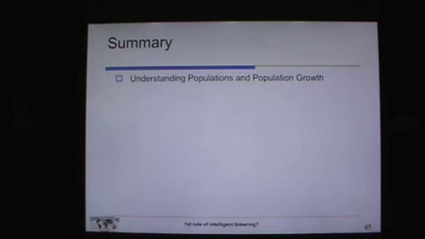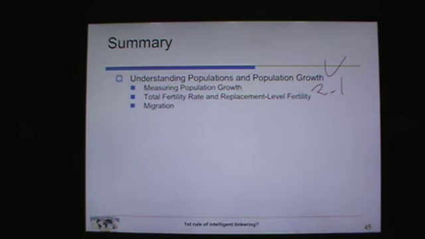Understanding populations and population growth. Yep, we'll talk about that. Measuring population growth is not easy to do. Total fertility rate and replacement level fertility. Remember, replacement level fertility for human beings is 2.1 children per couple. Migration, immigration and emigration.